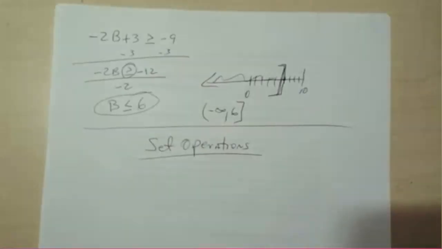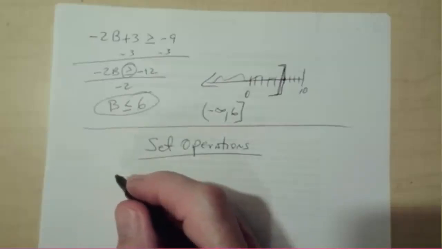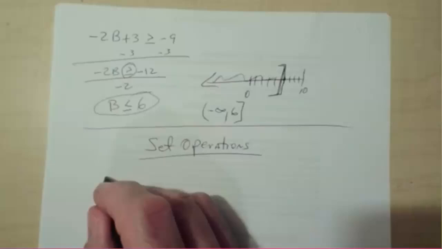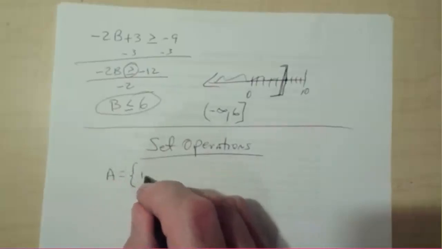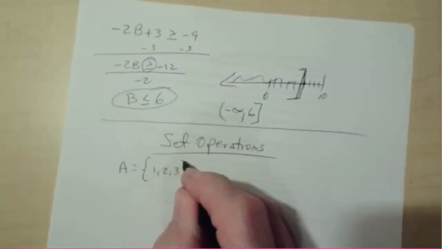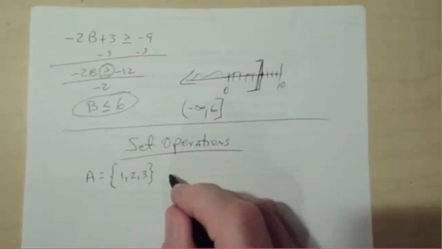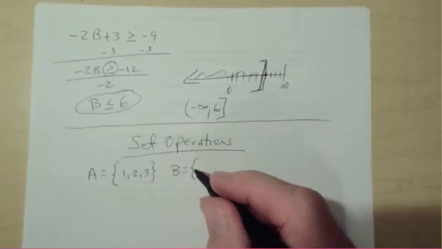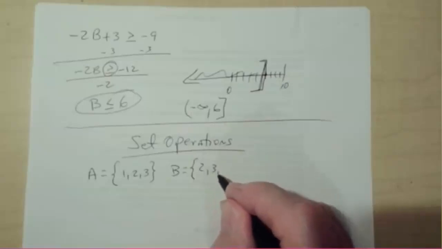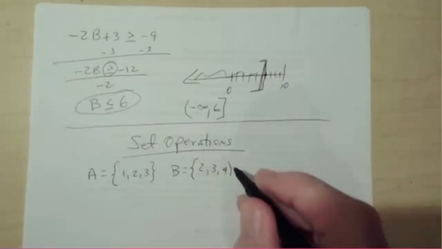Set operations. Let's say that A equals the set of numbers 1, 2, 3, and B, the set of numbers, is 2, 3, and 4.